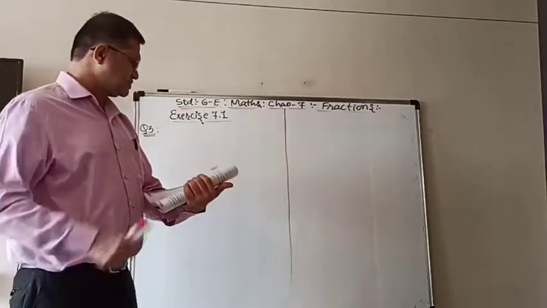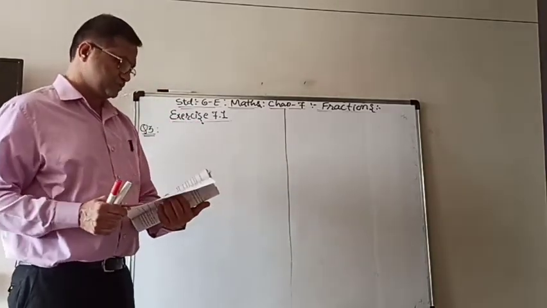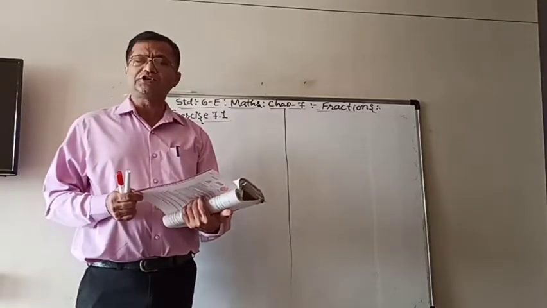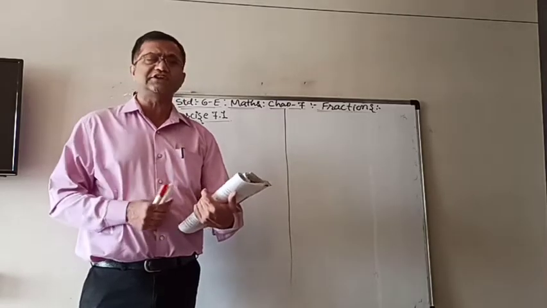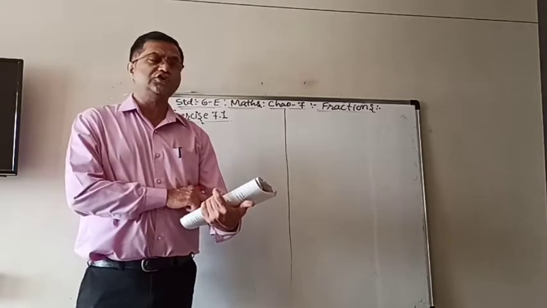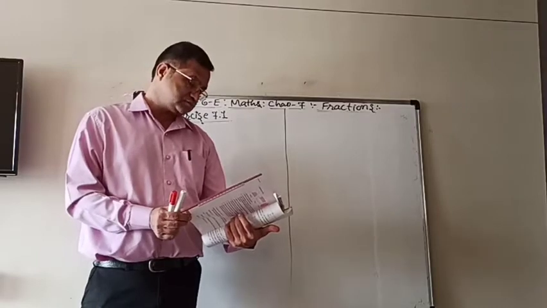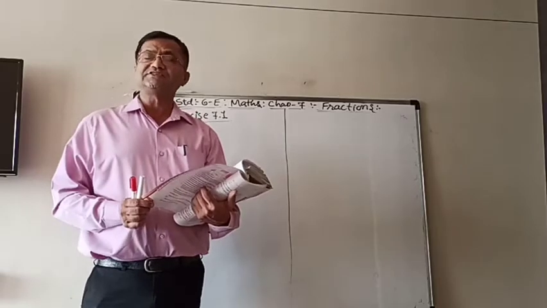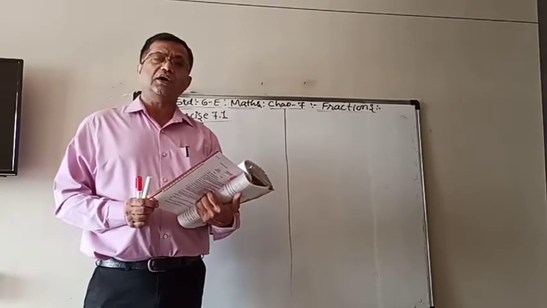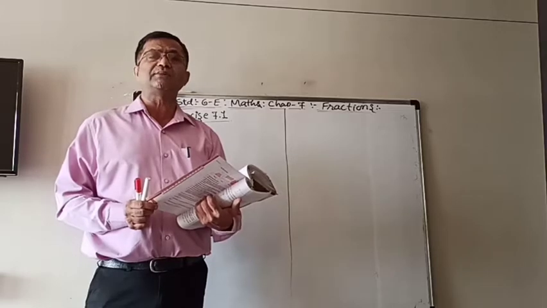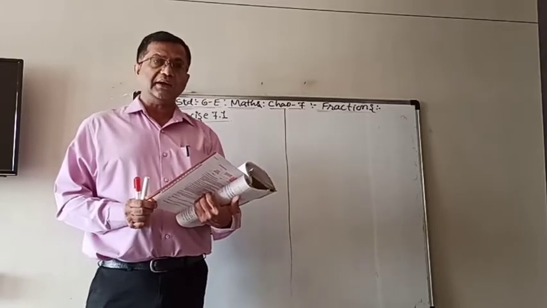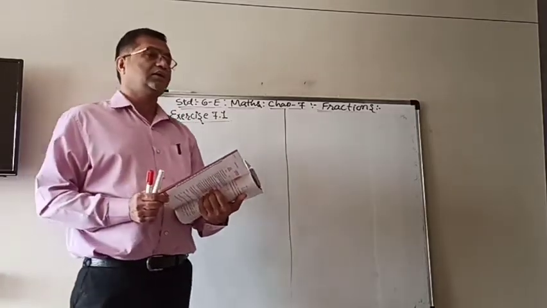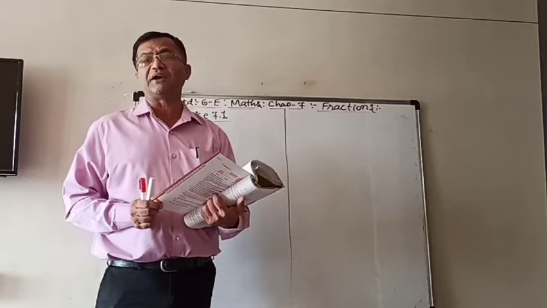In exercise 7.1 we finished question number 1. Question number 2 and question number 3, you can do it yourself because you have to color the part according to the given fraction. So in the second question, the figures are divided into some equal parts, and you have to color it according to the number in the numerator.